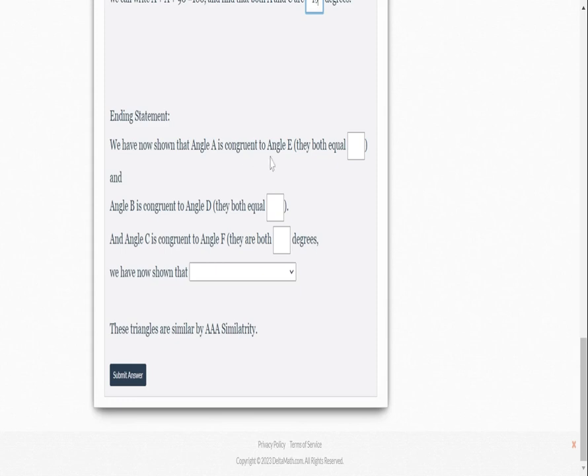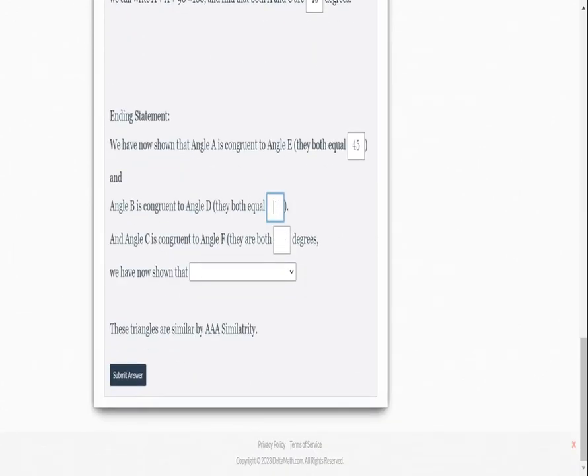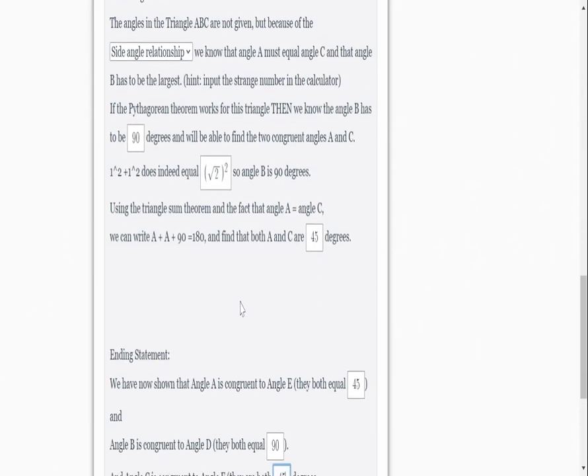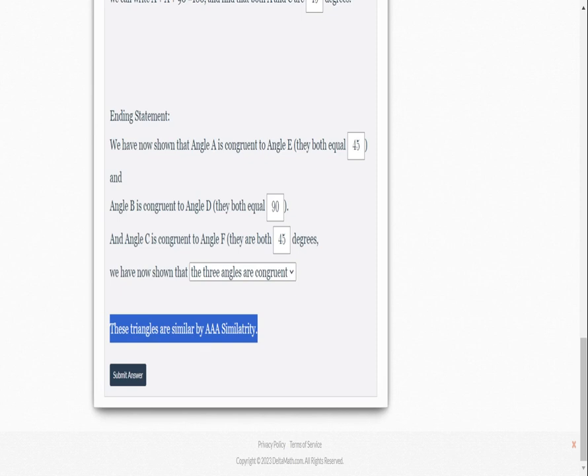And we have shown that angle A is congruent to angle E. They both equal 45. Angle B is congruent to angle B, I think. Let's check. B and D are 90, so my bad. And C and F must be 45 degrees. C and F, yes. And so now we've shown that all three angles match. They're congruent. And because we only need to show one or the other, either all angles are the same or all sides are proportional, we've just proved that these triangles are similar, and we call it AAA similarity. So angle, angle, angle similarity. Cool.